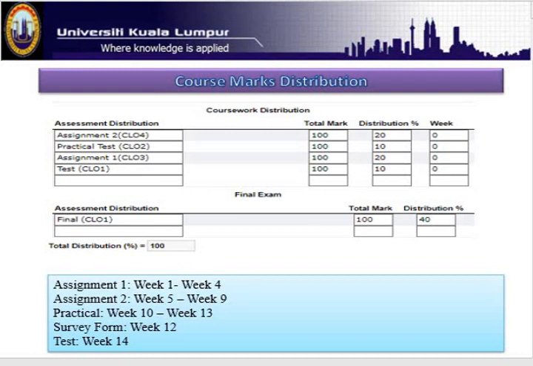Coursework is often termed class mark and includes assessment of both practical and theoretical types during the semester. For this course, there is a weekly assignment, 2 practical inspections, and 1 test at the end of the semester. The distribution of marks is shown in the figure.